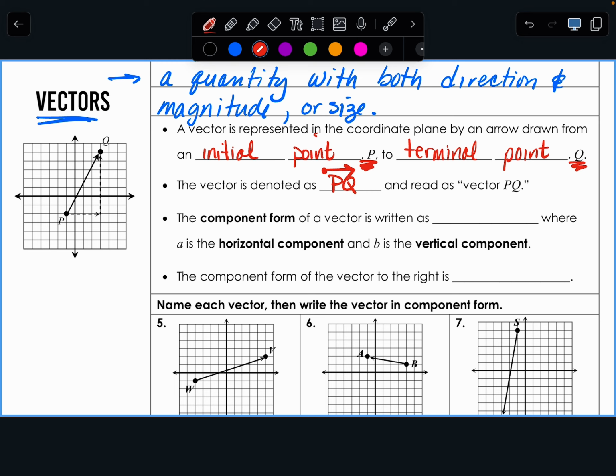We would call it a ray when we're talking about shapes and stuff, but when we're talking about translations, you read it as vector. The component form of a vector is written as vector PQ equals, and then we use these weird brackets where A is the horizontal component and B is the vertical component. So I just put it in brackets so that I don't have to do the subtraction problem. I don't have to say up, down, left, right, vertical, horizontal. I write it in that notation.